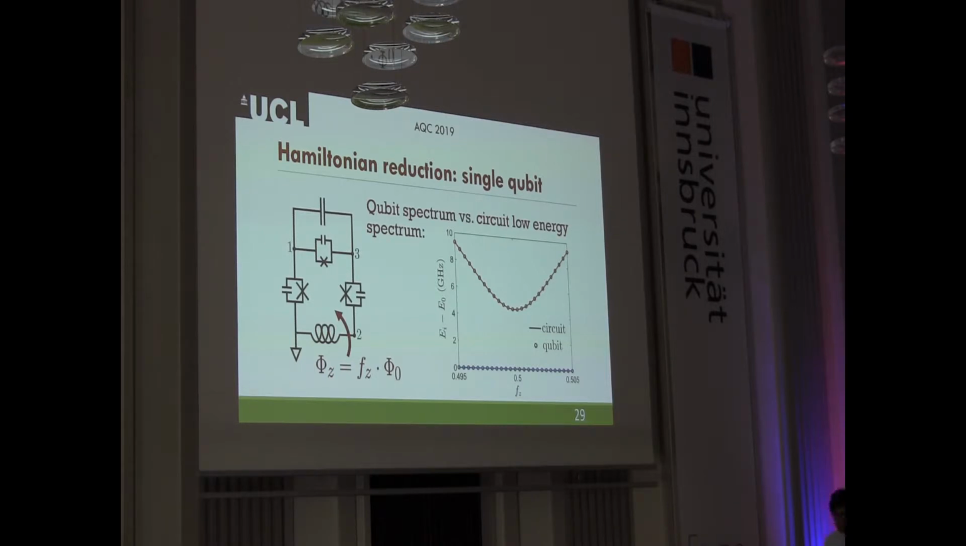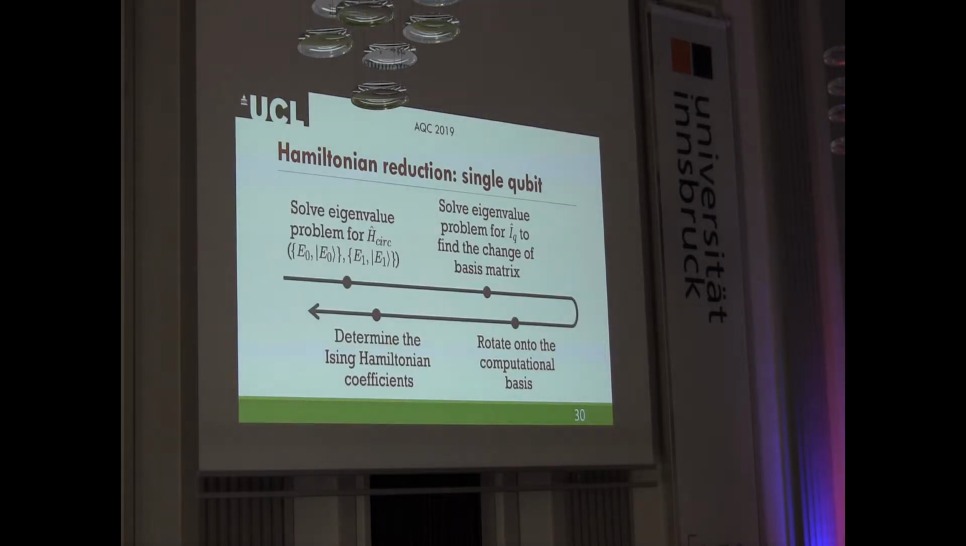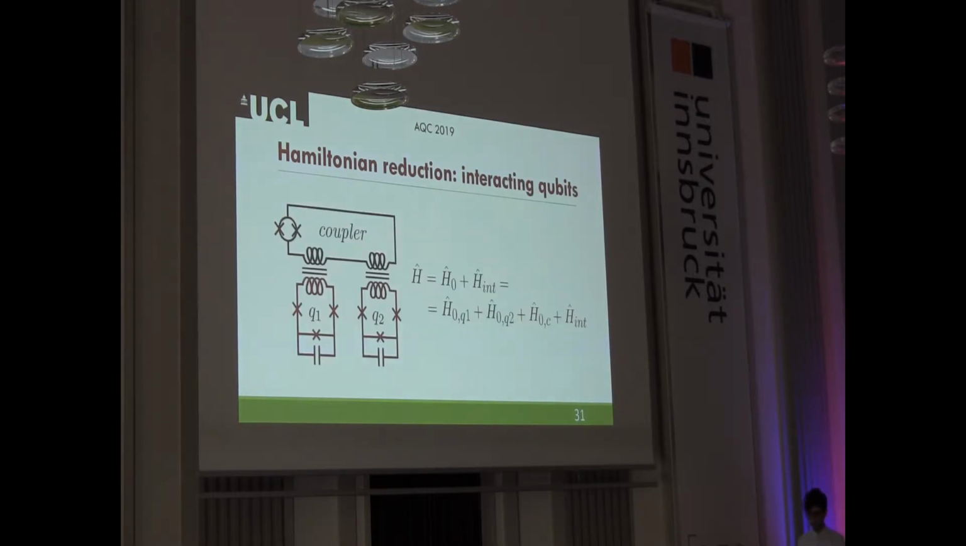And what's good about this method is that if we now diagonalize these 2x2 qubit Hamiltonians, we get exactly the same spectrum as the two lowest energy eigenstates of the original circuit Hamiltonian, as we can see here. So to recap, for this single qubit case, we need to solve the eigenvalue problem for this circuit Hamiltonian. Then we need to solve the eigenvalue problem for the current operator to be able to rotate the qubit Hamiltonian in the computational basis, and so determine the Ising Hamiltonian coefficients.